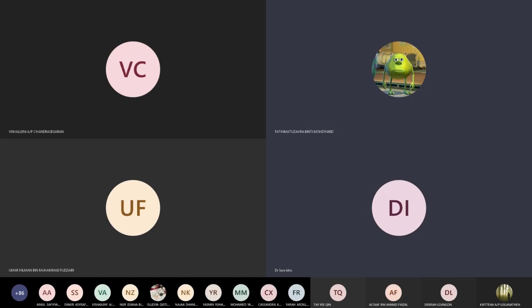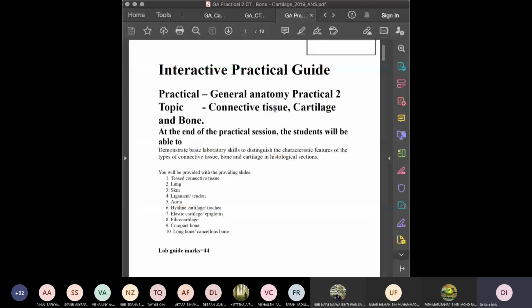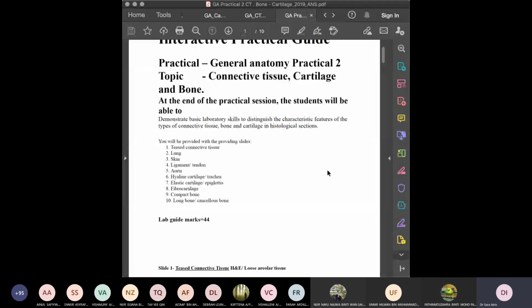Okay, so this practical, well, supposed to be practical, is going to cover connective tissue. Part of connective tissue, you can remember the special types of connective tissue includes the cartilage and bone. So we're going to cover that as well. There should be 10 pictures that we're going to look at.